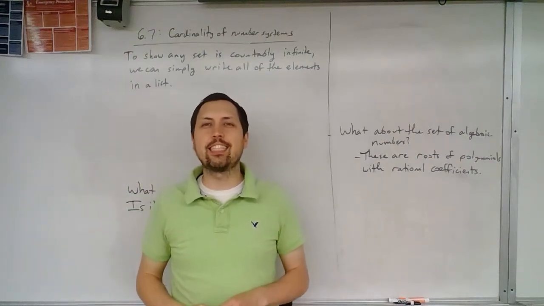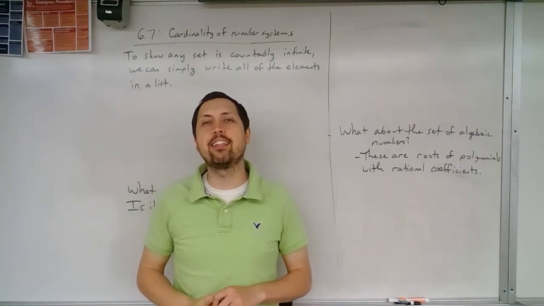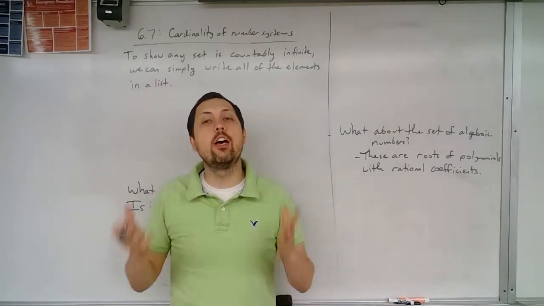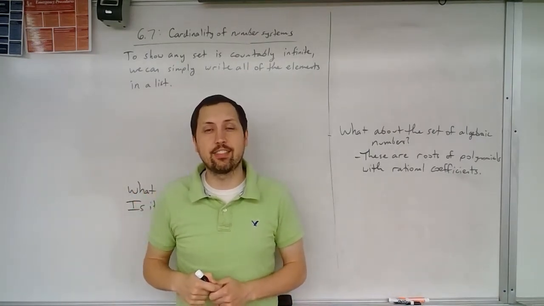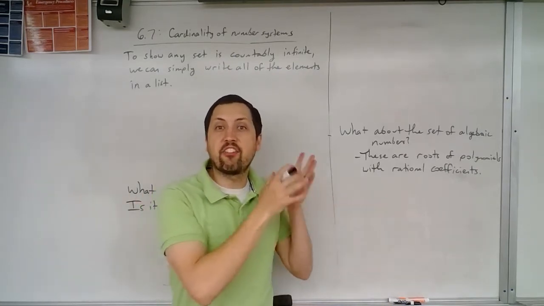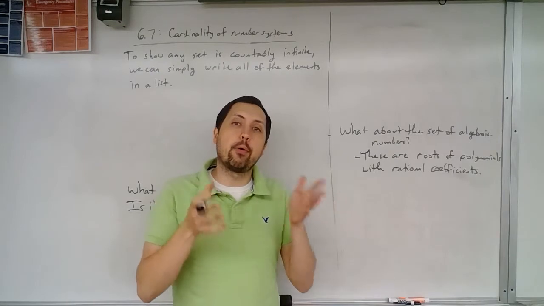Let's move on to section 6.7, which is on cardinality of number systems. So we're looking at this whole discussion of cardinalities of sets. We said that there were these different ways to describe cardinalities. We had something like finite. We had something that was countable.